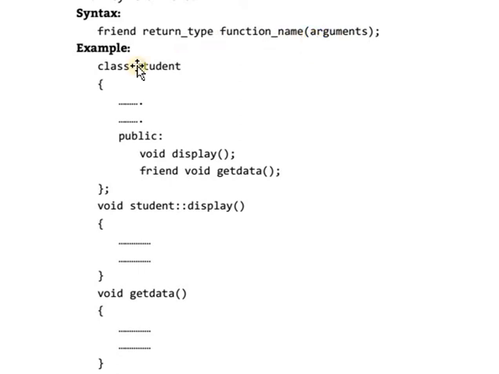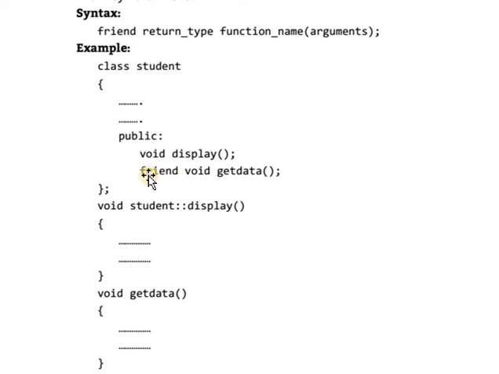For example, here is one class student. In that student class, there are a number of data members. After the data members, there are member functions. Here are two member functions. One is display and the second one is getdata. The getdata function is a friend function.